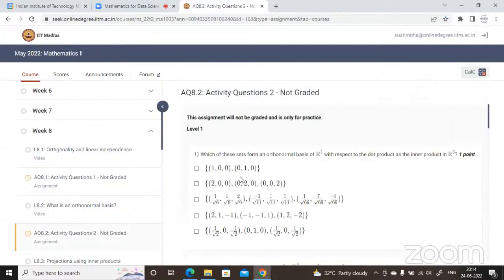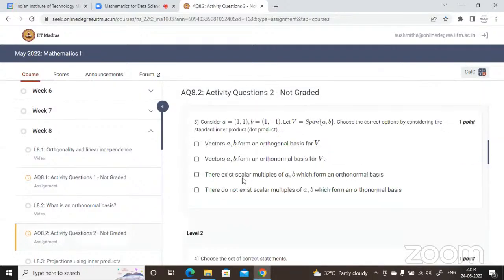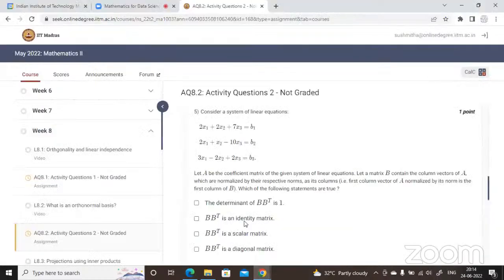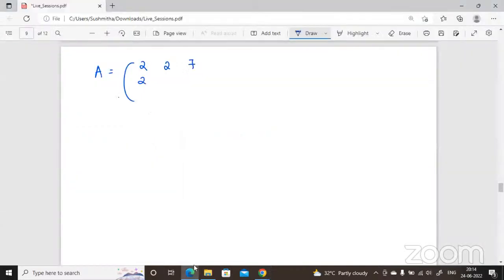That B matrix or something, right? I am also not getting the B matrix properly in that. So what is A here? Can you quickly tell me A? 2, 2, 7, 2. The coefficient matrix 2, 2, 2, 7. And 1. 2, 7, 2, 1, minus 10.